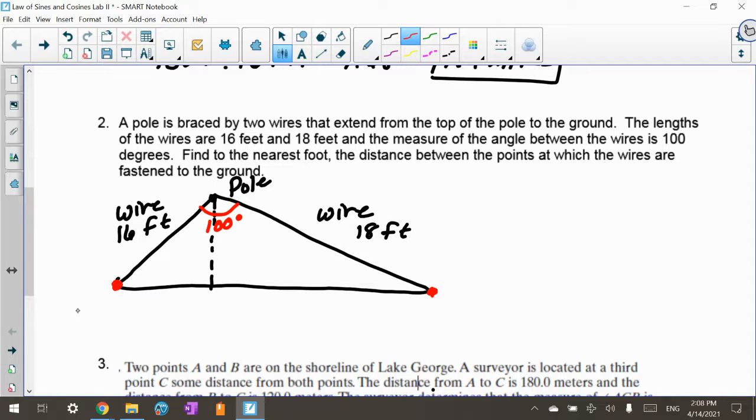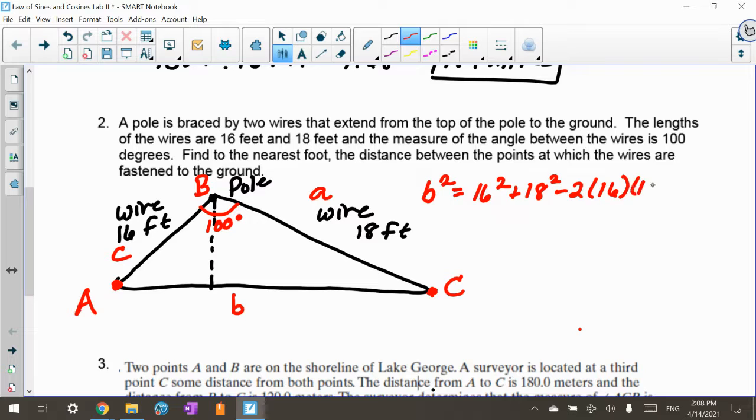If I were going to label this, I always tell everybody, just do A, B, C or whatever makes you good. So I have a little b here, a little A here, and a little C here. It just helps you with the pattern. Again, I don't know what the distance is, and I only have one angle, so I can't use law of sines, so I'm going to use law of cosines. b squared is the other two sides squared, so I have 16 squared plus 18 squared minus 2 times 16 times 18 cosine of 100 degrees.